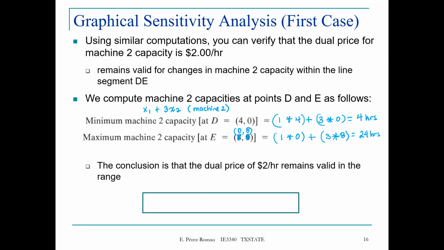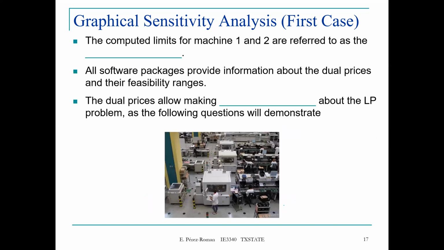So the conclusion is that the dual price of $2 an hour remains valid in the range 4 hours less than or equal to machine 2 capacity less than or equal to 24 hours. The computed limits for machines 1 and 2 are referred to as the feasibility ranges. All software packages provide information about the dual prices and their feasibility ranges. For example, Excel and AMPL will generate those numbers for you. The dual prices allow making economic decisions about the LP problem, as the following questions will demonstrate.